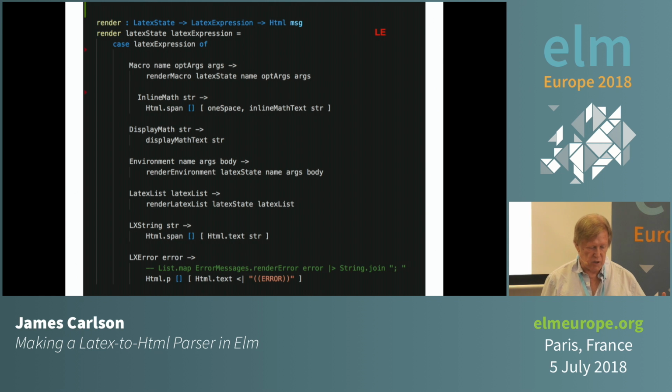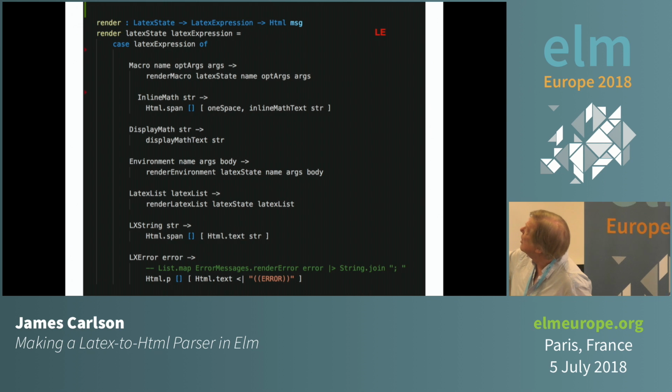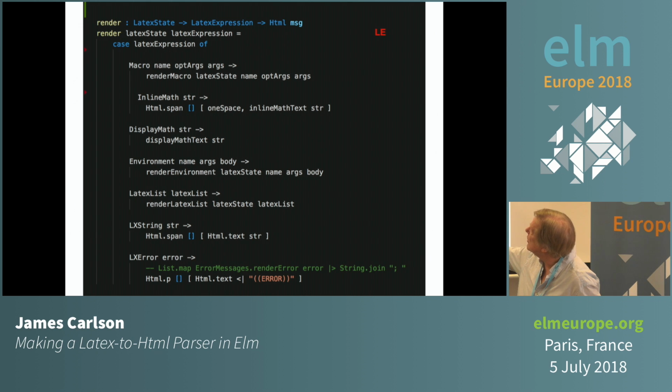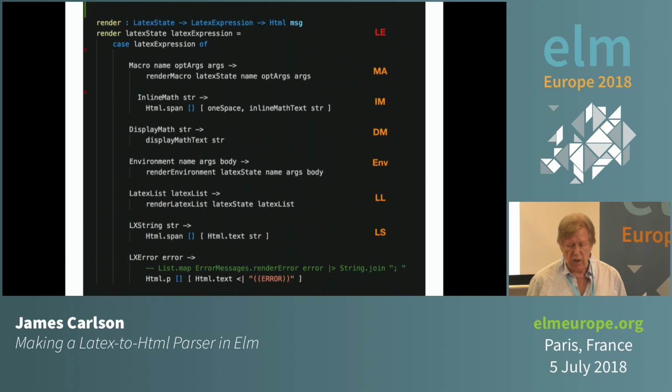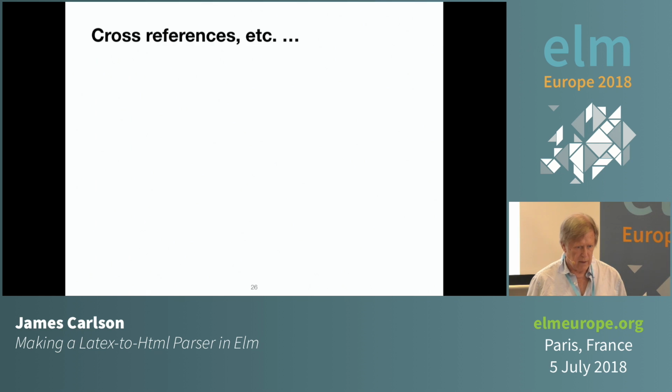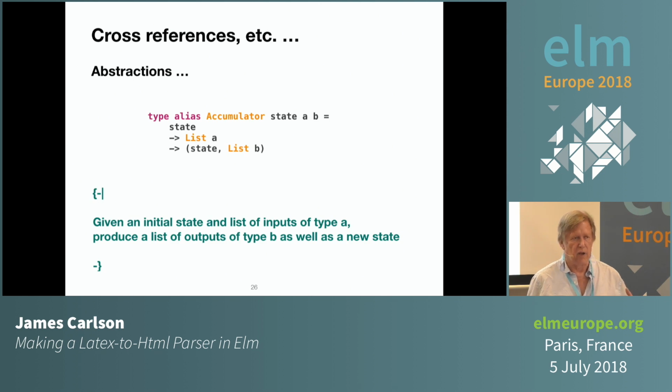Notice it renders a LaTeX expression. Notice the parameters are LaTeX state, which is something we'll talk about in a sec, and a LaTeX expression. And then there's just a long case statement with one case for everything on the right-hand side of the production for the non-terminal symbol LE. So, cross-references, you also have to do those. For that, it turned out to be necessary to create the right kind of abstractions, because otherwise you get horrible code that you can never maintain. And what turned out to be the right thing was something called an accumulator. It takes a state and a list of things of type A, produces a new state and a list of things of type B. That's about 130 lines of code.